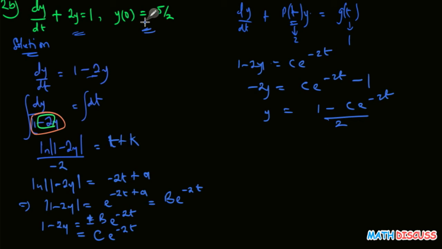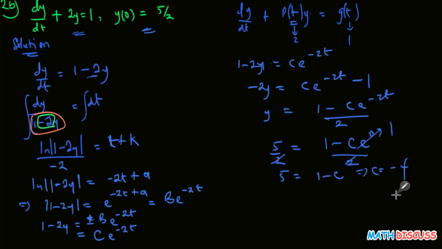Now to use this initial condition, it says when t is 0, you have 1 minus c e to the power 0. When t is 0, this whole thing becomes 1 minus c, divided by 2. I'm told that my y equals 5 over 2. So when this crosses out, you have 5 equals 1 minus c. So looking at this, this implies that c equals negative 4.